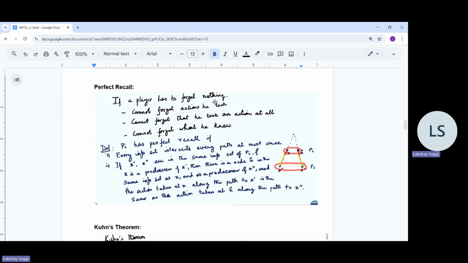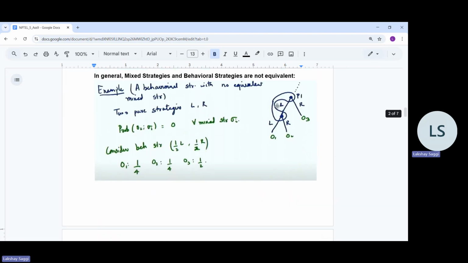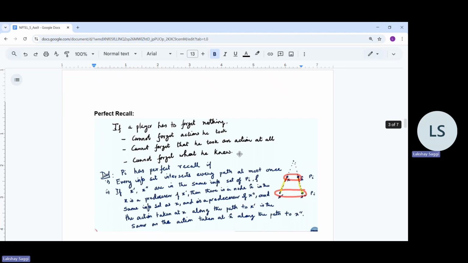A player can actually forget the actions that the player took. A player can also forget whether he took an action at all. Like here, these two nodes were in the same information set, right? So the player cannot distinguish between these two nodes. So the player has actually forgotten even if he took an action at all, because P1 cannot distinguish between a node at a higher level and a node at a lower level. So P1 does not even remember if he took an action at all. And the player should not forget what he knows.